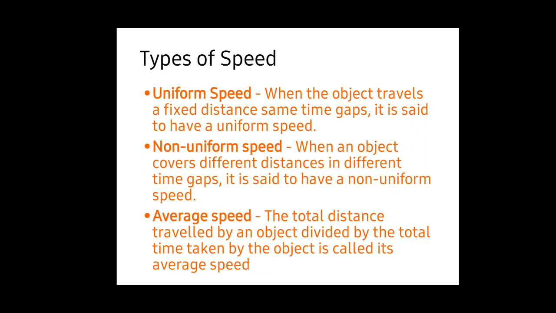The types of speed: when the object travels a fixed distance in the same time gap, it is said to have a uniform speed. Next, non-uniform speed: when an object covers different distances in different time gaps, it is said to have a non-uniform speed. Then average speed: the total distance travelled by an object divided by the total time taken by the object is called its average speed. See, these are the types of speed. You may take a screenshot of this one. We may ask this for short answers.